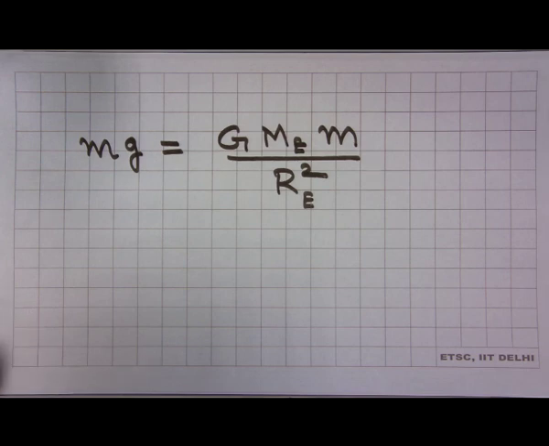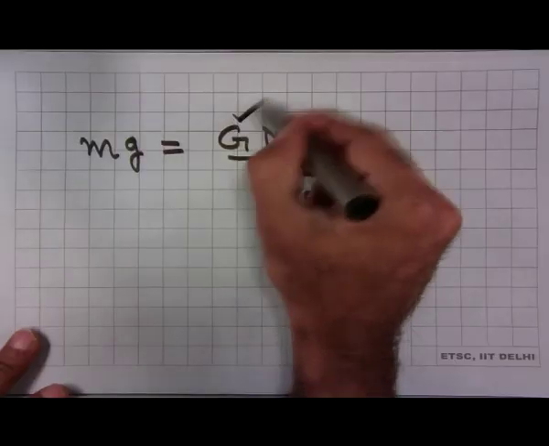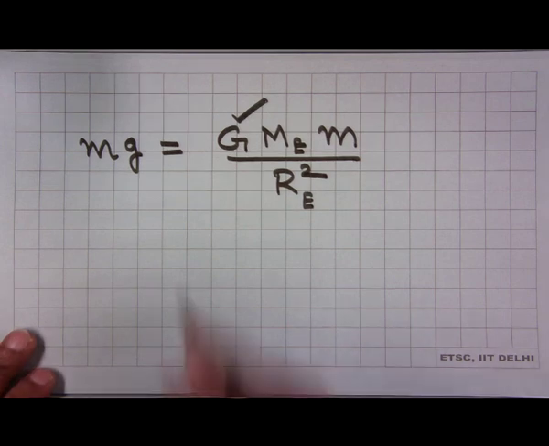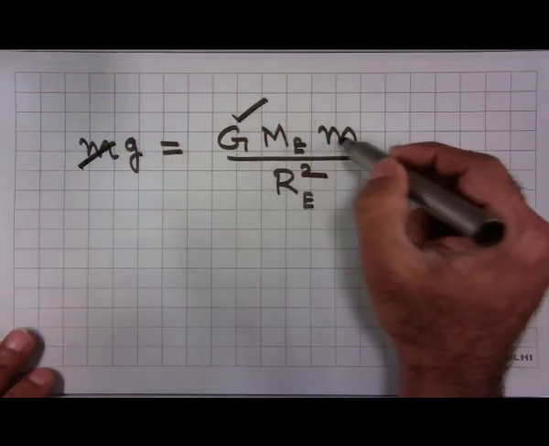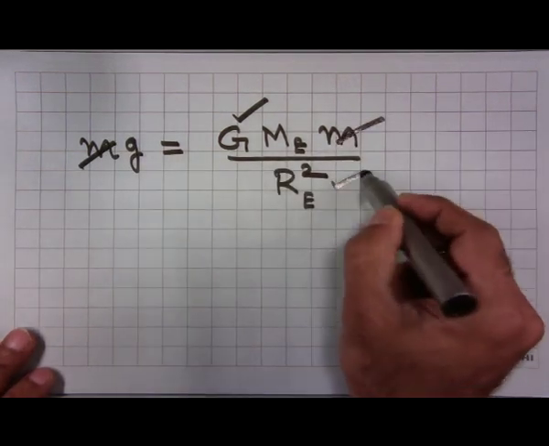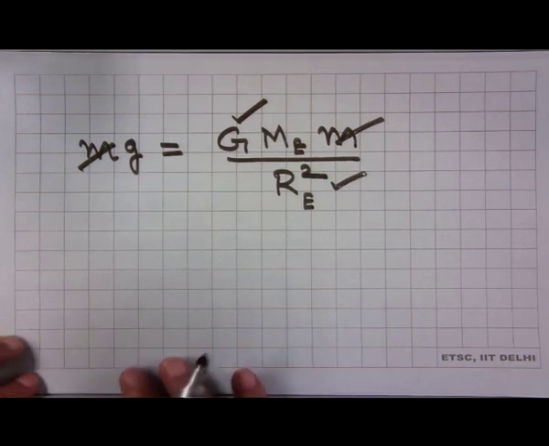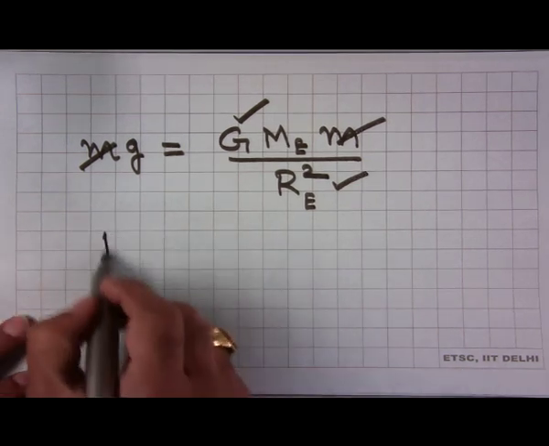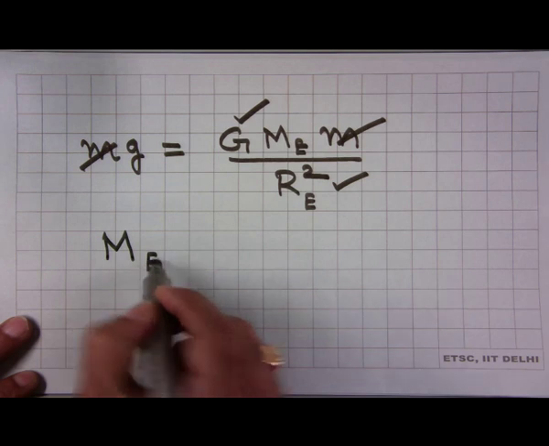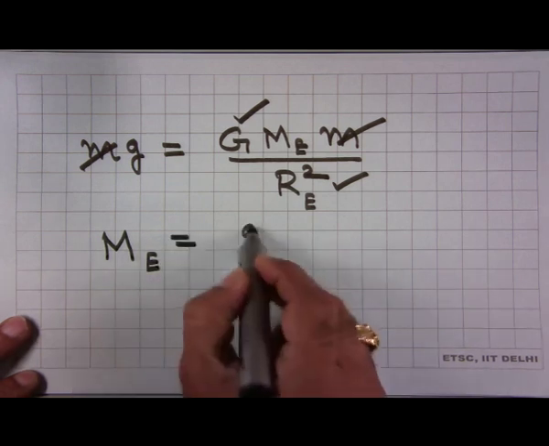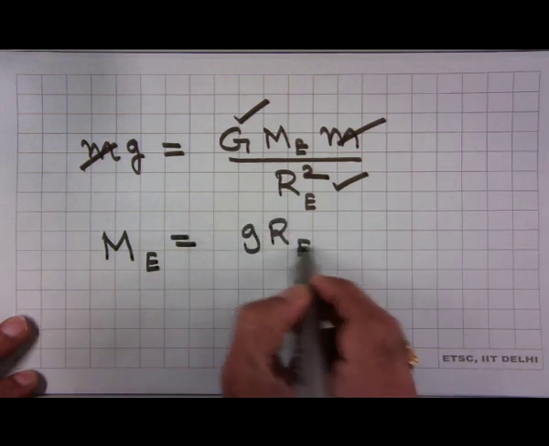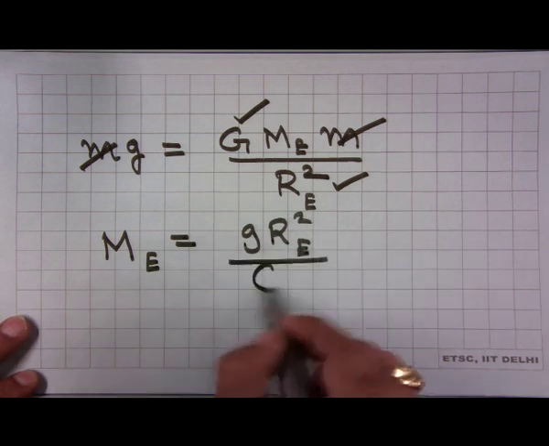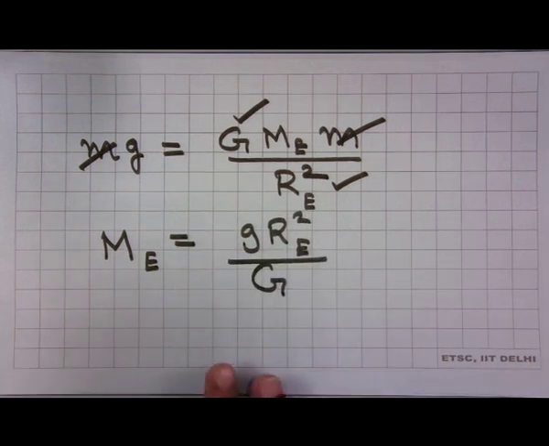But now I am not as powerless as I was 15 minutes earlier, not as helpless, because thanks to Cavendish, I know the gravitational constant. This m will go away, and I know the radius of the earth thanks to observations. Therefore, I can immediately determine the mass of the earth to be g Re squared divided by capital G. That is what I have.